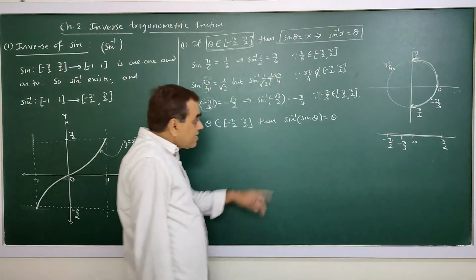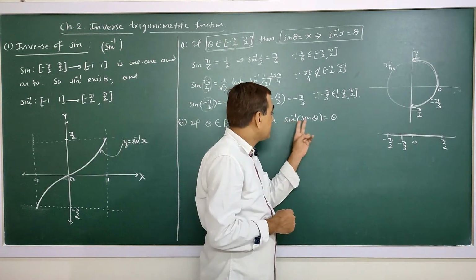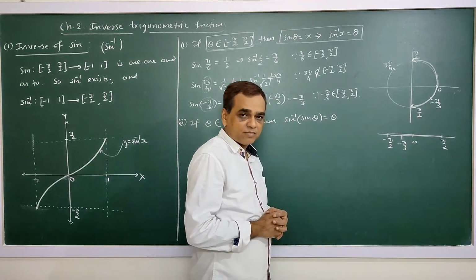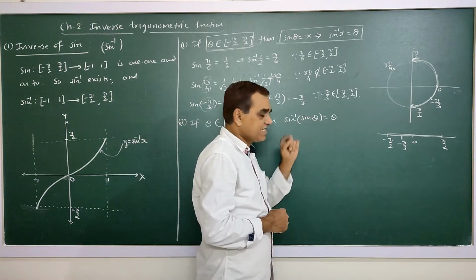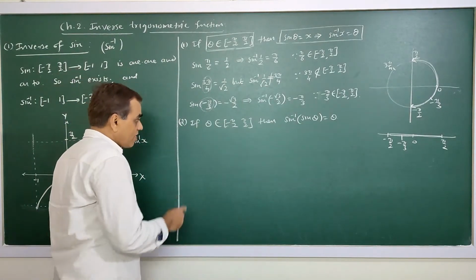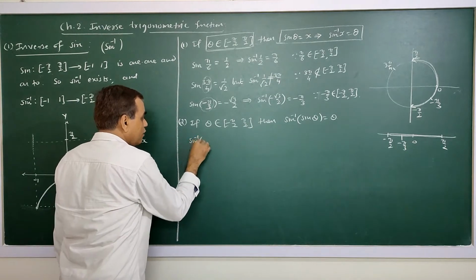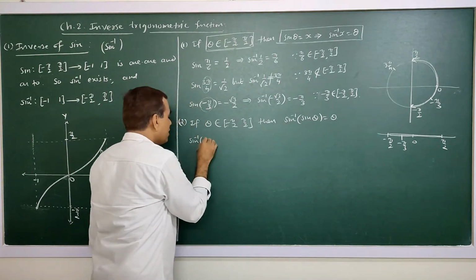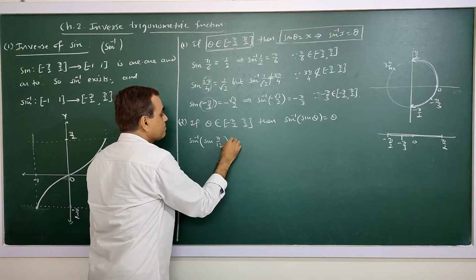It is not like that sine inverse and sine are cancelled. These are not reciprocal of each other. It is a composition of two functions, f inverse of f(x). So to understand this property, I am taking a value of theta. Suppose I am putting theta equal to pi by 12.